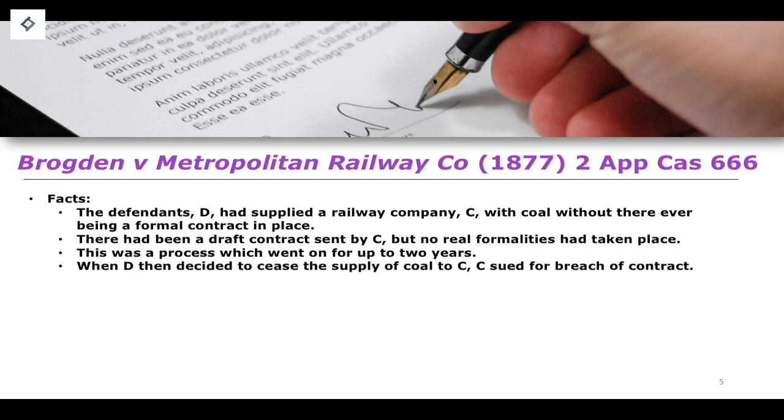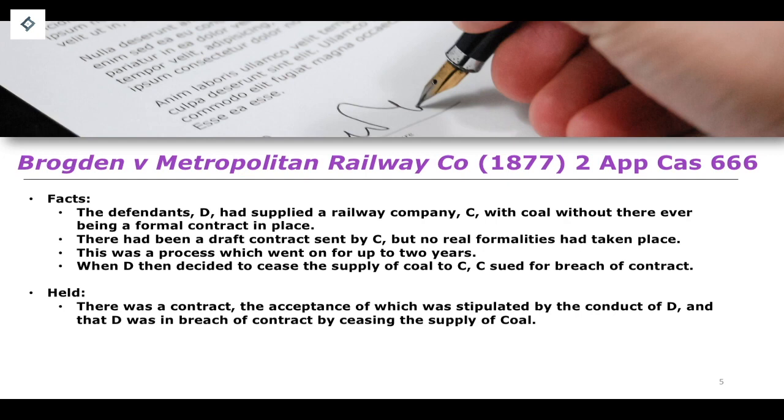When the defendants then decided to cease the supply of the coal, the claimants would sue for breach of contract. But you might be thinking, well, they never actually signed a contract. There was no formal contract in place. There was a draft contract that was sent out, and there was the following of the terms of the contract in the supplying of the coal, but there were never any formalities, no formal signatures, for example. So the question here was whether or not there was a contract between the defendants and the railway company.